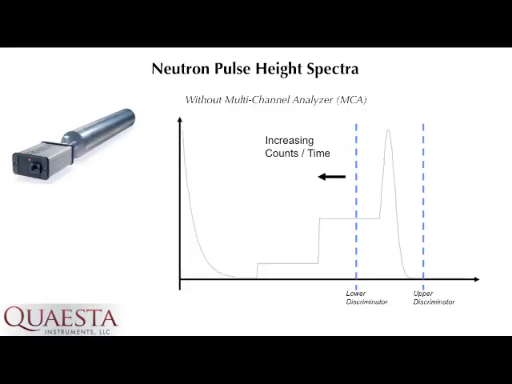Setting up a neutron detector, including the voltage, gain, and discriminator settings without a multi-channel analyzer, is a process. Since the underlying pulse height spectrum is not visible, it must be inferred from the way in which the neutron counts per unit time change with the discriminator setting. If the neutron count rate is low, this may become a time-consuming process. In the figure, as the lower discriminator setting is moved to the left, the counts per unit time generally increases, except for the valley region in which it remains constant.